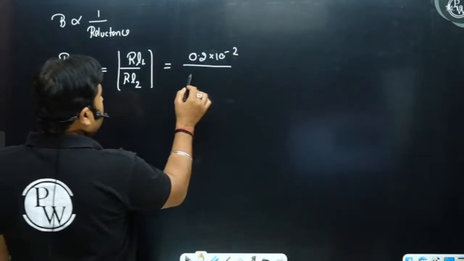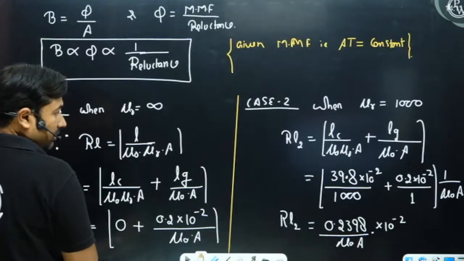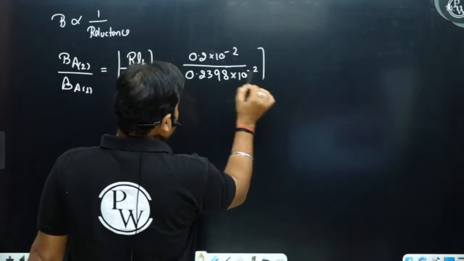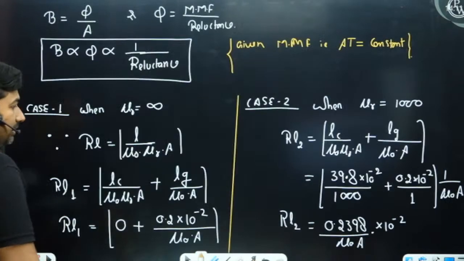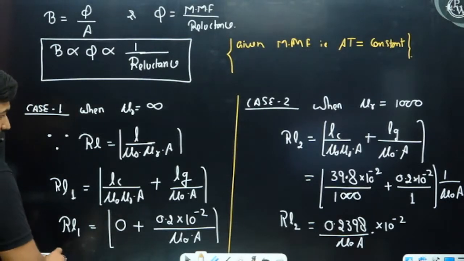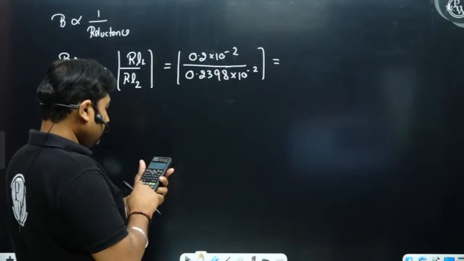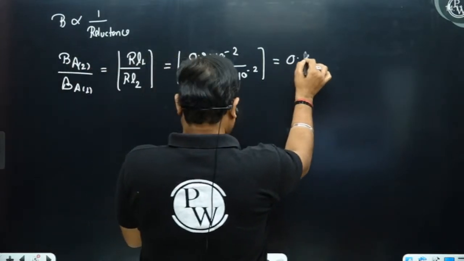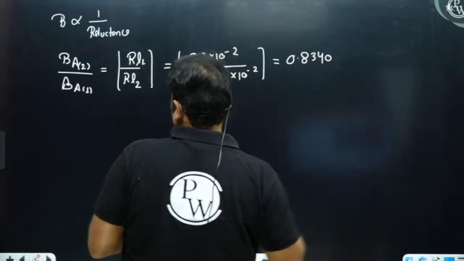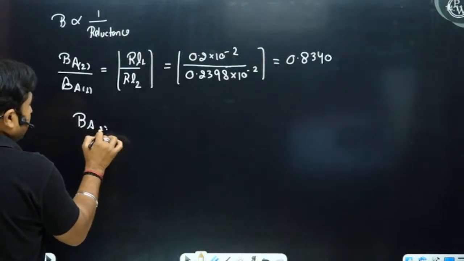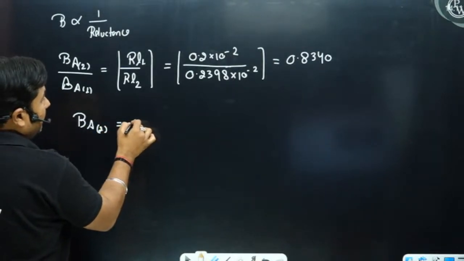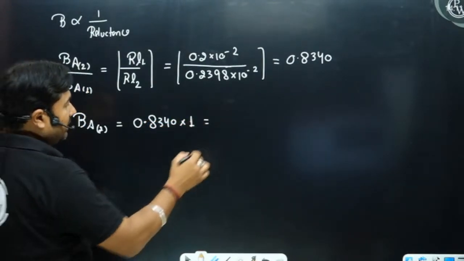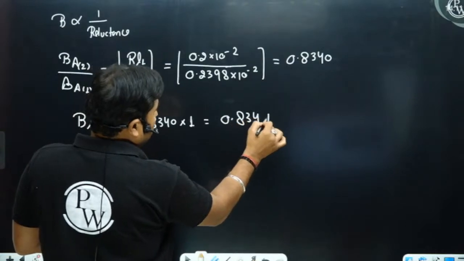So 0.2 into 10 to the power of minus 2 divided by 0.2398 into 10 to the power of minus 2. Rest of the things will get cancelled out. The answer is 0.8340. Flux density in the air gap in the second case, when the material relative permeability is 1000, is 0.8340 into 1. Previous flux density is 1 Tesla, so this will be 0.834 Tesla.